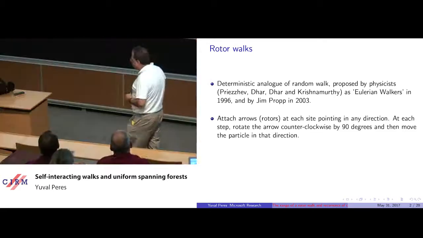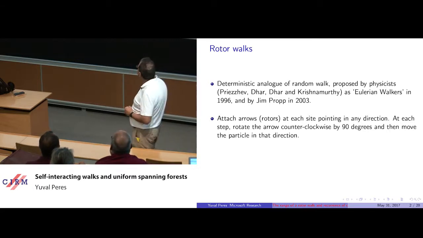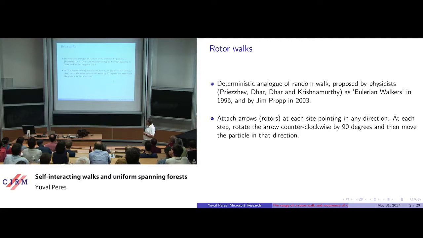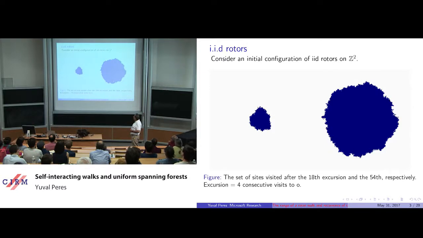So again, we're talking about rotor walk, which is a deterministic analog of random walk, first proposed by Priezzhev, Dar, Krishnamurthy under a different name. And this name was given by Jim Propp in 2003. So again, every site in the lattice has an arrow. We will start each arrow in a random direction. And every step, when a particle is at the site, it first rotates the arrow by 90 degrees counterclockwise, and then the particle moves in that direction. So successive exits from a site will cycle through, well, they could start anywhere, and then they cycle through this northeast, southwest sequence.